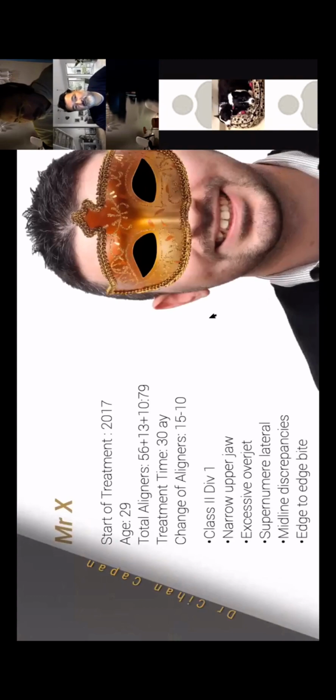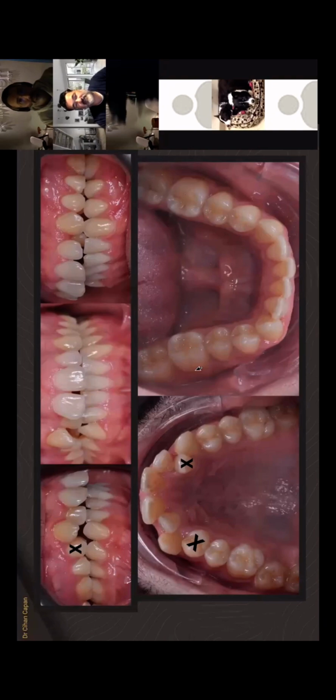So let's go back to Mr. X. We finished the distalization. We talked about the expansion. And now we will talk about the extraction. So as you all know, I told you that I extracted the 1.4 and the superior lateral. Why this? Because this one's position was better. And if you compare which is symmetric with them, this one is much more symmetric. So that's why I decided to extract this one.